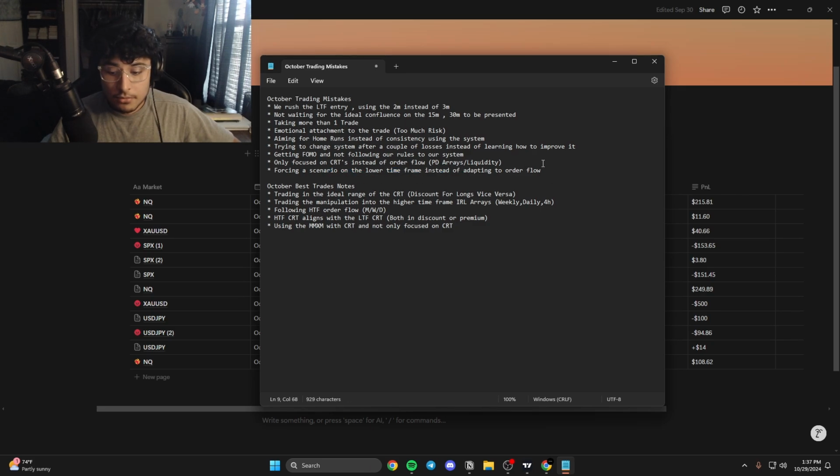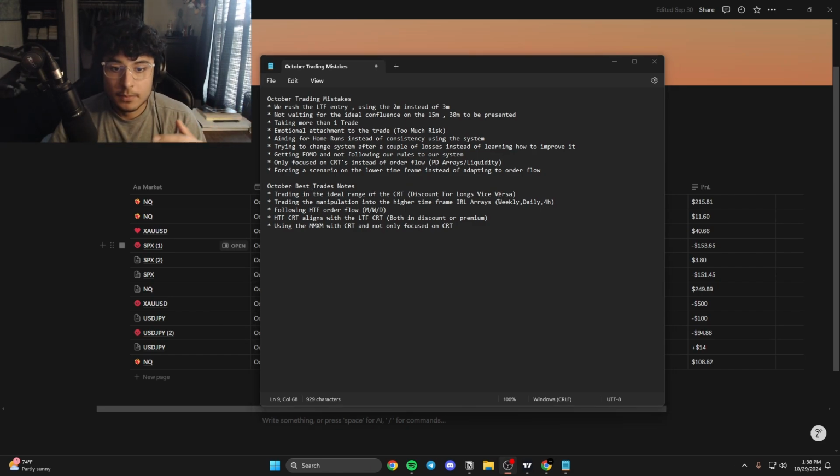This is another thing, forcing an expectation on the lower time frame. That's what I realized with this USD JPY trade. On the 15-minute time frame, we had a CRT, and then on the 3-minute, we had a BISI. We wanted that to get respected and push higher, but we were forcing the idea, forcing the scenario, and it just wasn't ideal there.